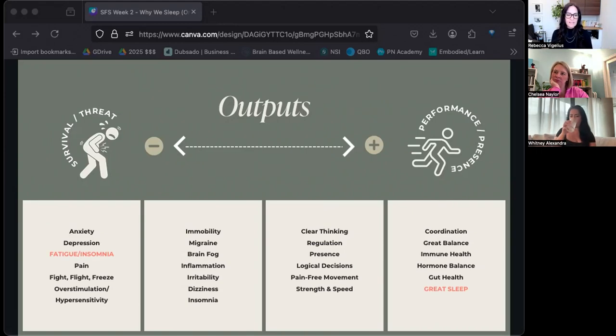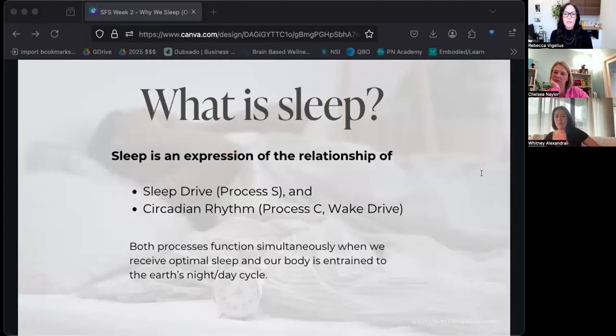And sleep is considered an expression of the relationship between two major regulators. This is really important for us to understand as we try to figure out what is making us sleep or not sleep. So I wanted to share these two regulators with you. We've got process S and process C. Process C is circadian rhythm.